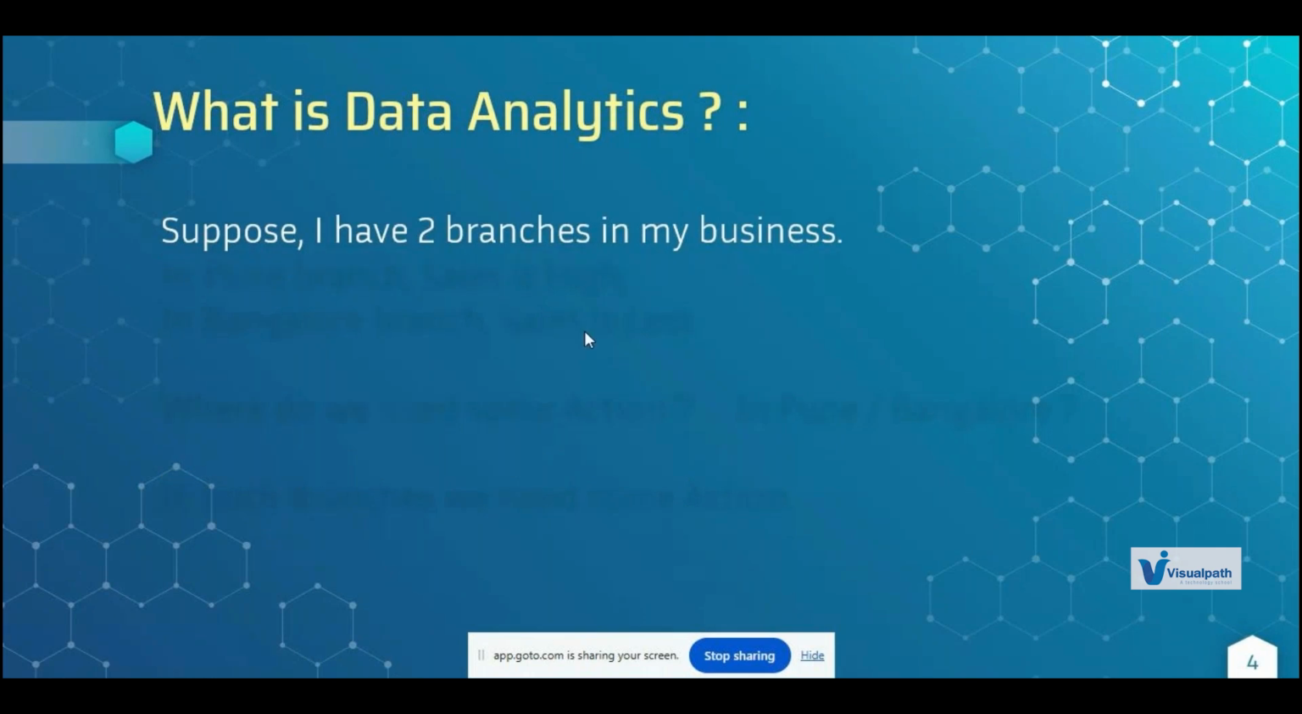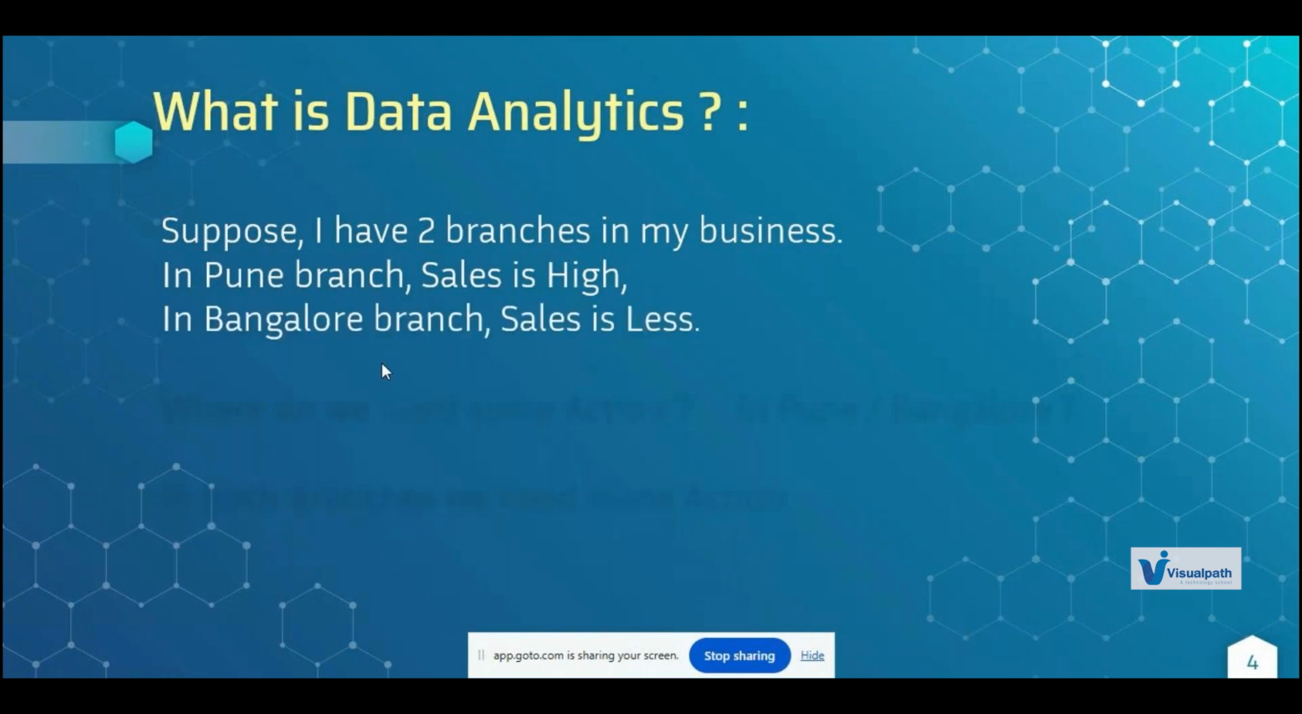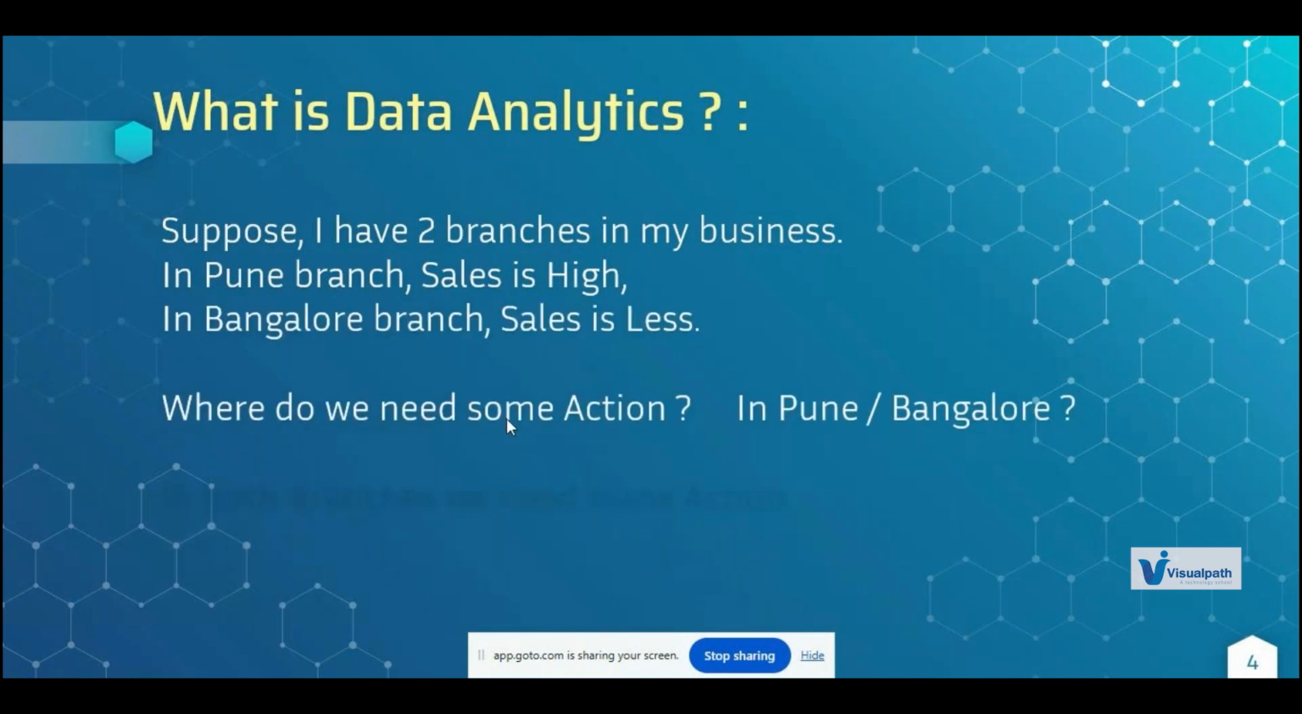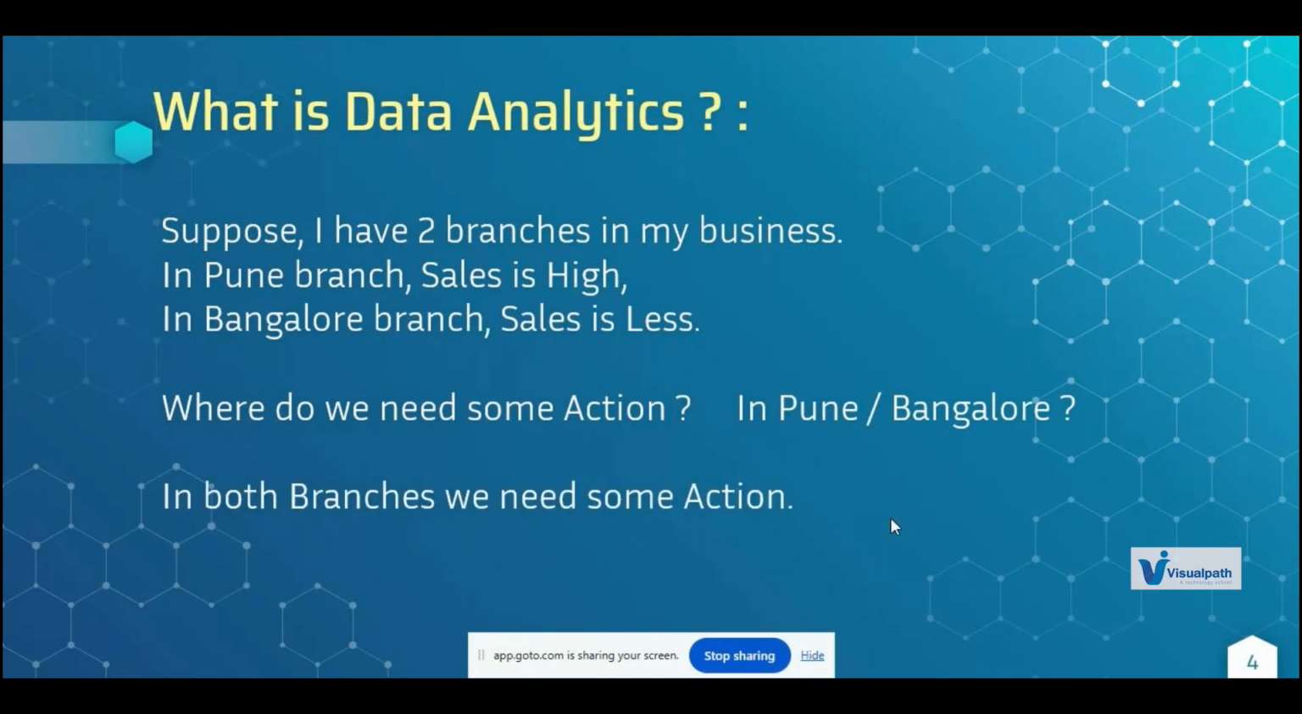Another example, suppose I have two branches in my business. In Pune branch sales is high. In Bangalore branch sales is less. Where do we need some action plan? In Pune or Bangalore? So Bangalore. Actually, in both cases, we need some action plan.